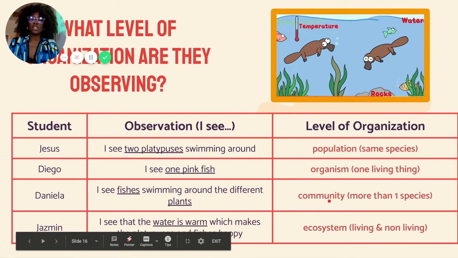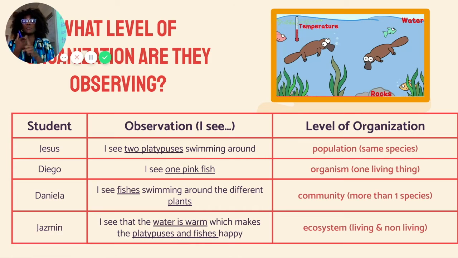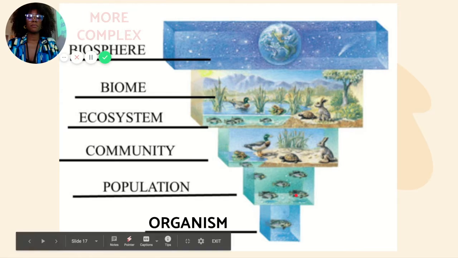There's a species of fish. There's species of plants. Those are all different species. I see that the water is warm, which makes the platypuses and fish happy. So we talked about warm water. He observed the water is warm. He observed that there are platypuses and the fish are both happy. So that is an abiotic factor and two biotic factors. So that is called an ecosystem.